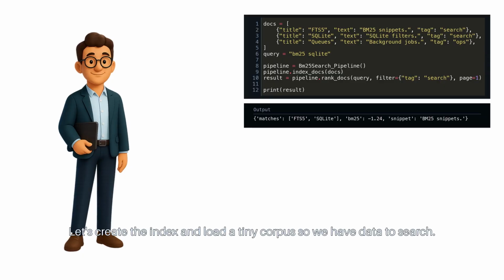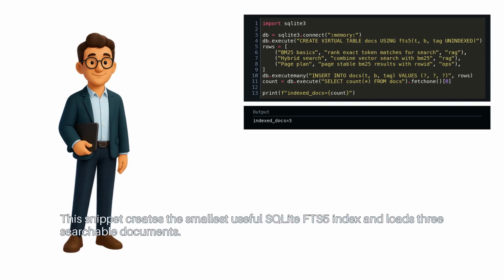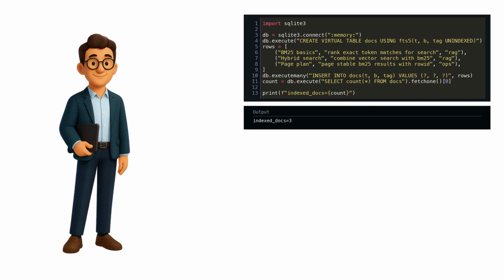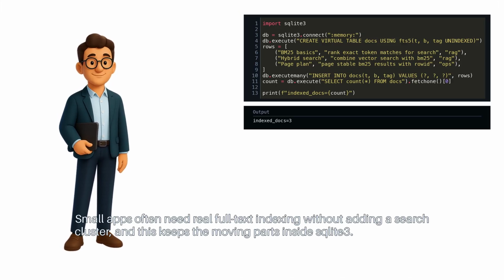Let's create the index and load a tiny corpus so we have data to search. This snippet creates the smallest useful SQLite FTS5 index and loads 3 searchable documents. Small apps often need real full-text indexing without adding a search cluster, and this keeps the moving parts inside SQLite 3.